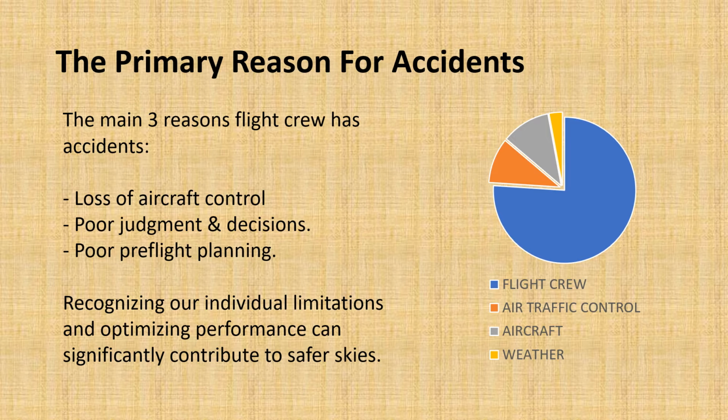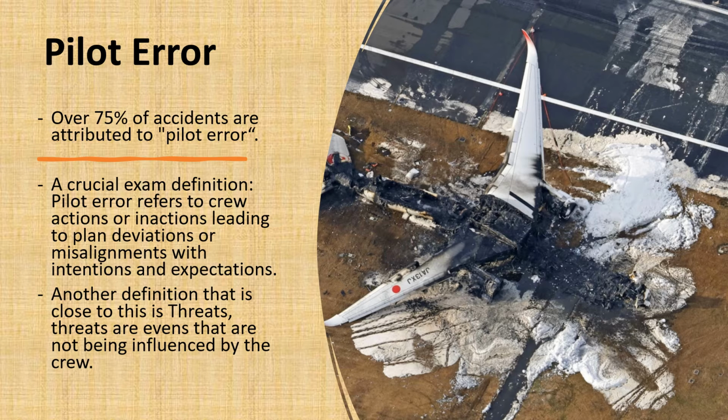A significant portion of accidents involve controlled flight into terrain, when an aircraft is in good condition and it crashes into the ground. The ground proximity warning system plays a vital role in preventing such incidents from reoccurring. Understanding pilot error is crucial, as it accounts for more than 75% of accidents in aviation.